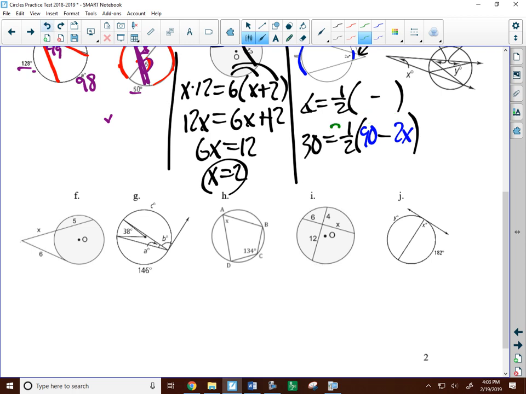I like to just clear the denominator by multiplying both sides by 2. I get 60 equals 90 minus 2x. Quick solve, 15.